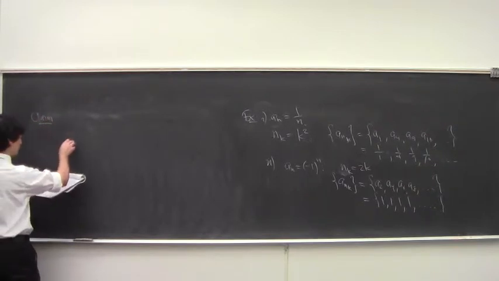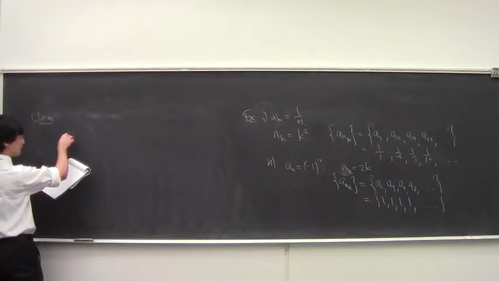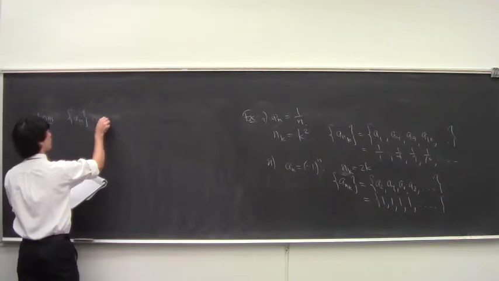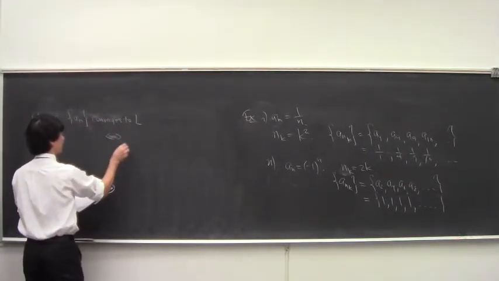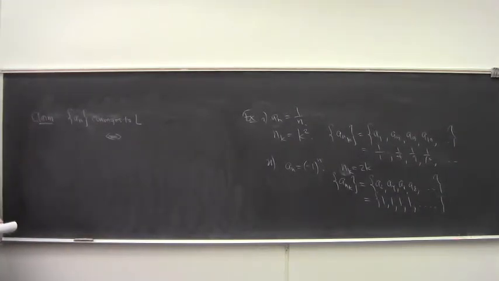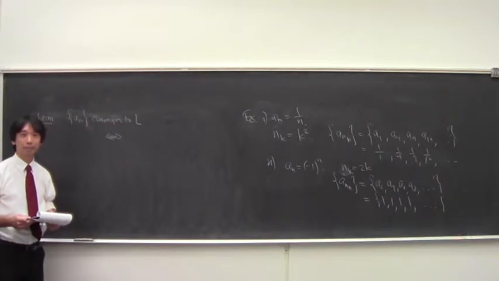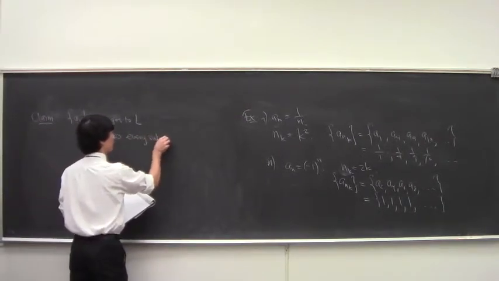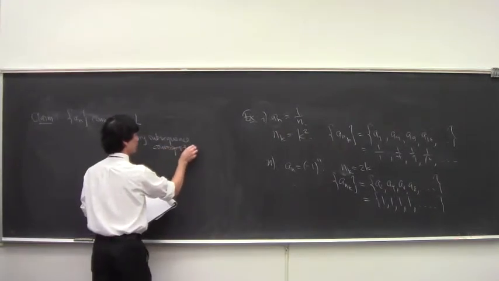Okay, so let's make a very simple observation about subsequences and convergence. So a sub n converges to L if and only if. What do you think I'm going to say on the other side? Every subsequence, yeah. So every subsequence converges also to L.